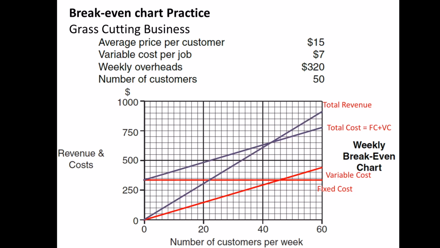You can use the customer as the answer, or you can use the total sales as the answer here. It doesn't matter. It will be great if you can write both of them in your answer. So this is your break-even point, just like this.